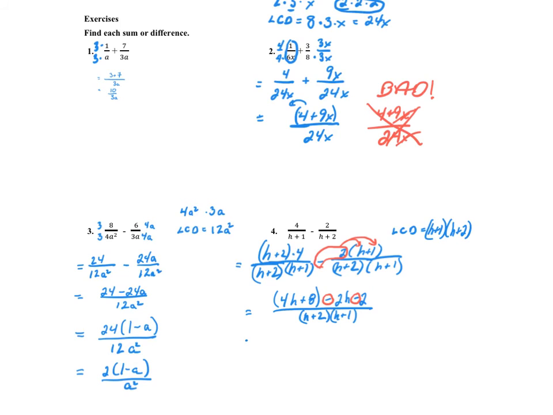I've got to finish off here. Let's just do a quick fill in. 4h minus 2h gives me 2h. 8 minus 2 gives me plus 6 on the top, all over h plus 2 times h plus 1. And then I'm just going to factor the top into 2 times h plus 3 over h plus 2 times h plus 1. Looks like a good one.